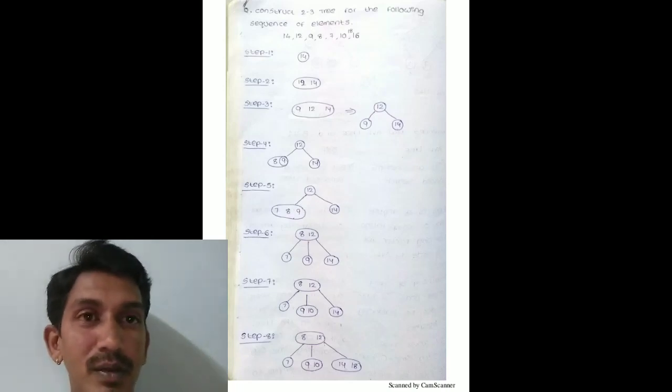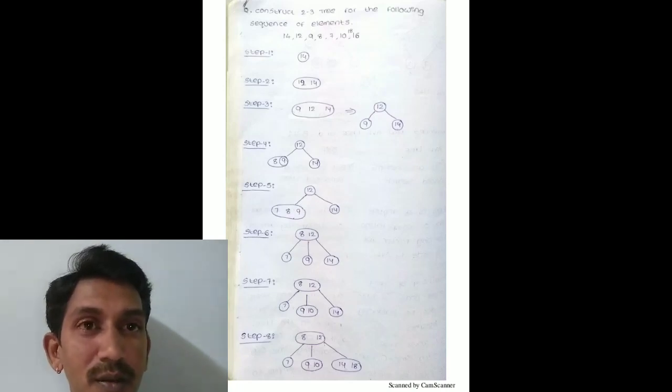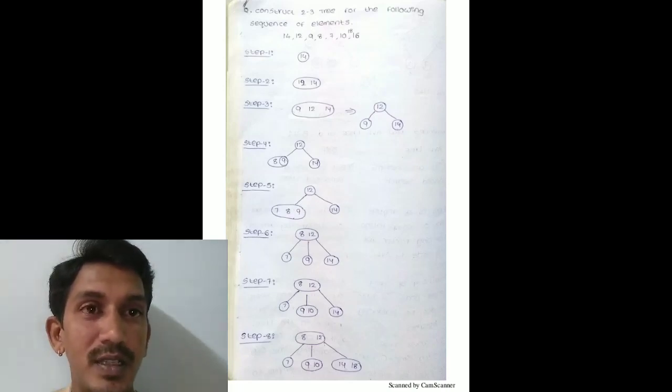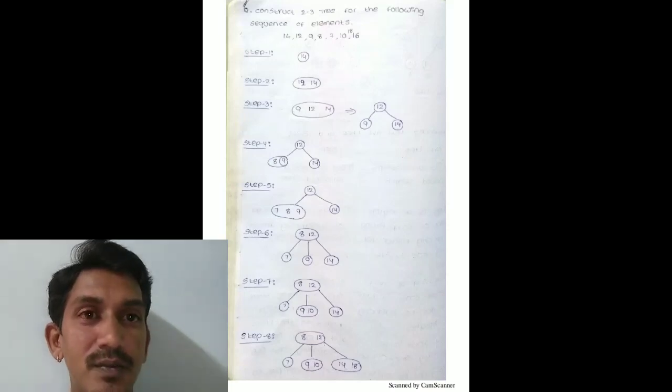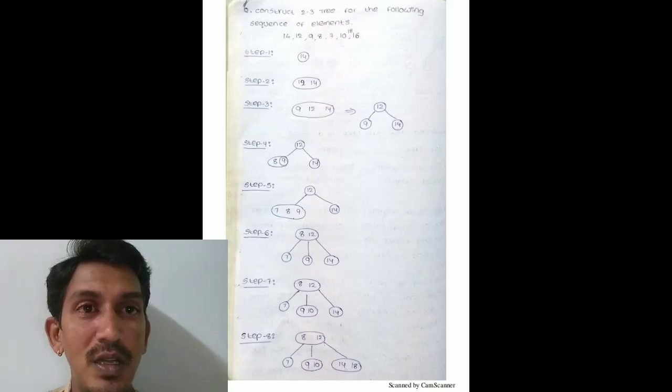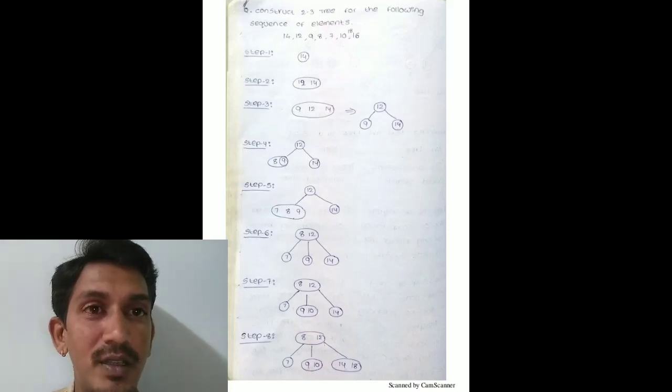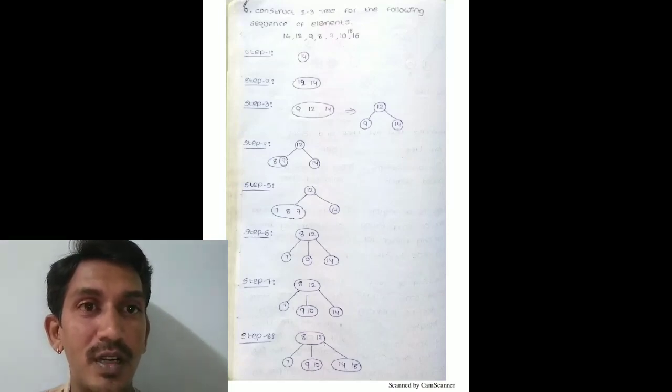Let's see this example to construct a 2-3 tree taking these elements: 14, 12, 9, 8, 7, 10, 18 and 16. In step 1, 14 is the root node that will be placed. In step 2, 12 and 14 are maintained at the same position because a maximum of 2 data items we can maintain in our 2-3 tree construction, but we have to maintain ascending order. We have to keep the same data items placed in one place.